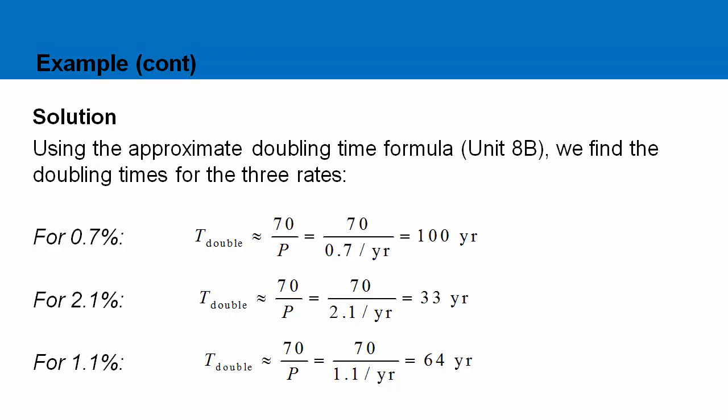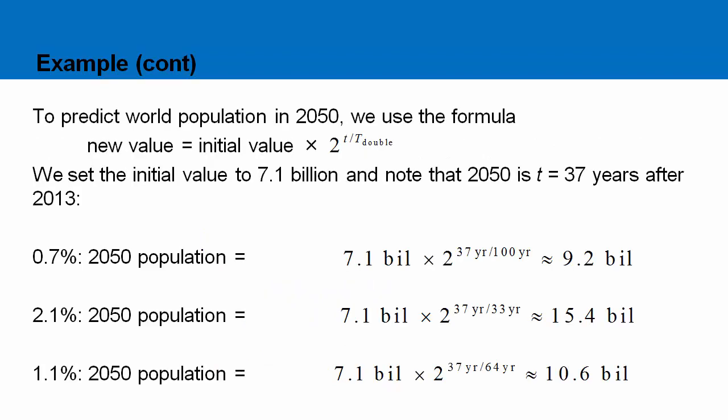But we then found out that there are more precise ways. Instead of these approximations of 70 over p, we can actually calculate them with the true growth rates using logarithms, right? But if we're going to use these approximations and we want to predict the world population in 2050, we have to use that the new value is the initial value times 2 to the power of t over the doubling time, right? So t is how much time. So if we assume this video is taking place in 2013, then from 2013 to 2050 is 37 years.